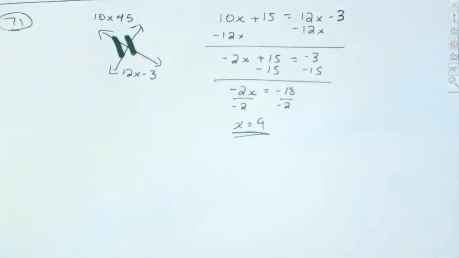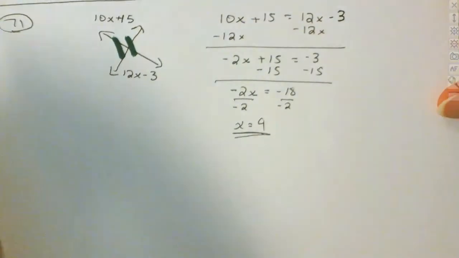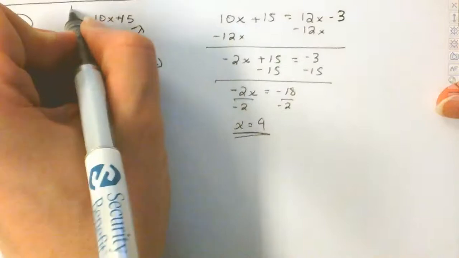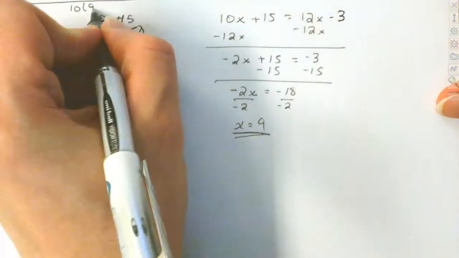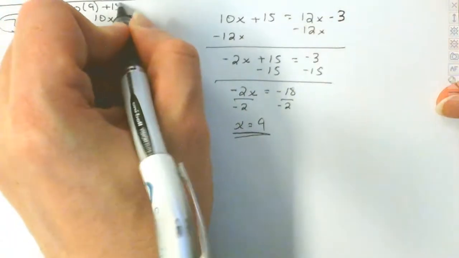Okay, but again, is this the answer? No, this is not the answer. To get the answer, what are we going to have to do? We're going to have to take this and plug it back in, right? And we're going to have to get both sides. So we're going to plug that back in, and we should see these are the same at the end. So we've got 10 times 9 plus 15.